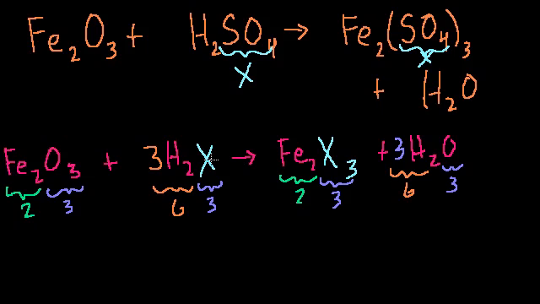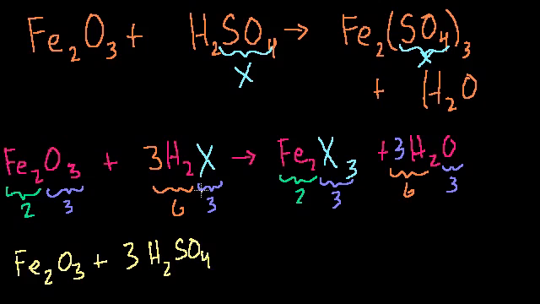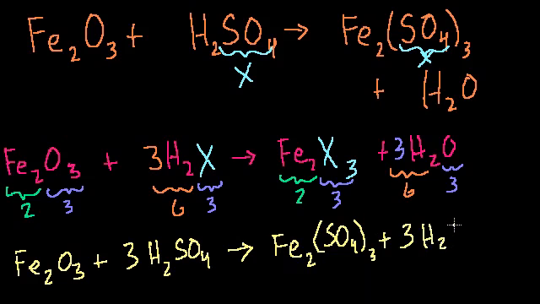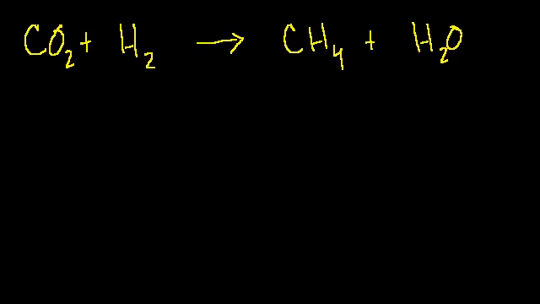And if we want to write it back in terms of the sulfate, we can just unsubstitute the X, and we're left with 1 molecule of iron oxide plus 3 molecules of sulfuric acid, H2SO4. I just unsubstitute the X with SO4, yields 1 of these molecules, Fe2(SO4)3, plus 3 molecules of water. Let's do one more, and then I think we'll be all balanced out.